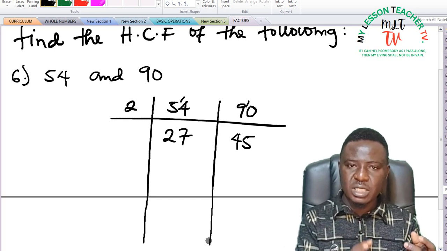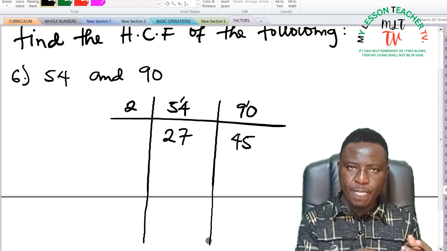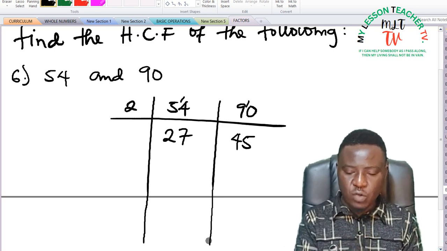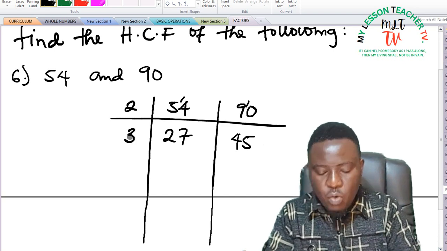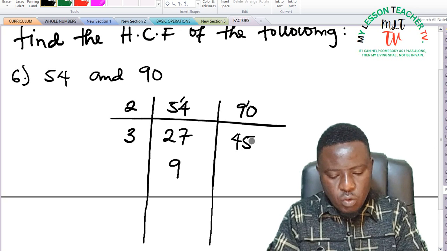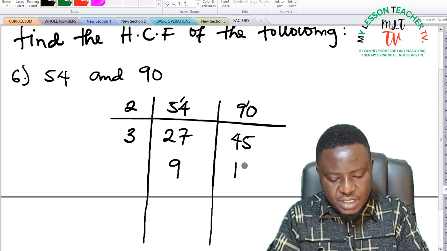2 plus 7 is 9. 9 is divisible by 3, and 4 plus 5 is 9, which is also divisible by 3. So 3 is a common factor between 27 and 45. So 3 can go into 27 9 times, and 3 can go into 45 15 times.